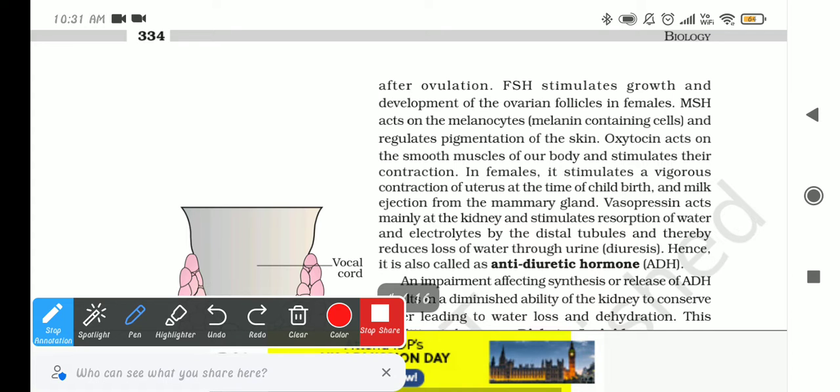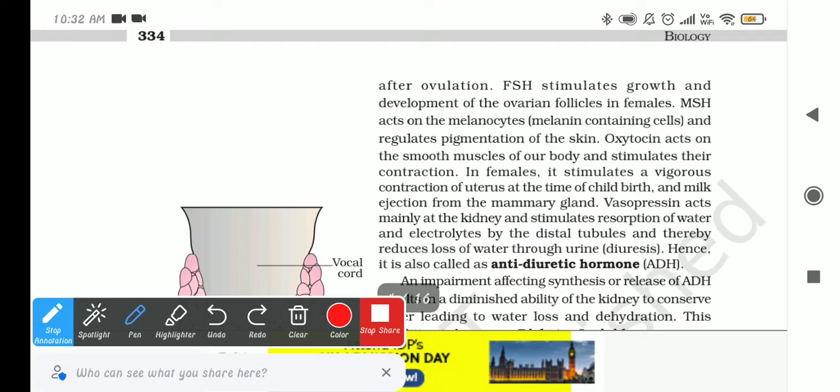And if the melanin is not that much, our skin will be light. The function of MSH is to regulate the pigmentation of the skin. Next, oxytocin. Oxytocin works on the smooth muscles of our body, and this stimulates contraction, like in females, and the ejection of milk from the mammary gland also.